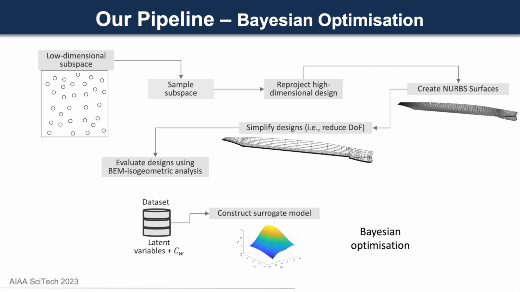So we simplify the design by eliminating the redundant degrees of freedom. Once we have this simplified design, we run our isogeometric analysis. With this, we create a small data set, which is initially used for running the Bayesian optimization.